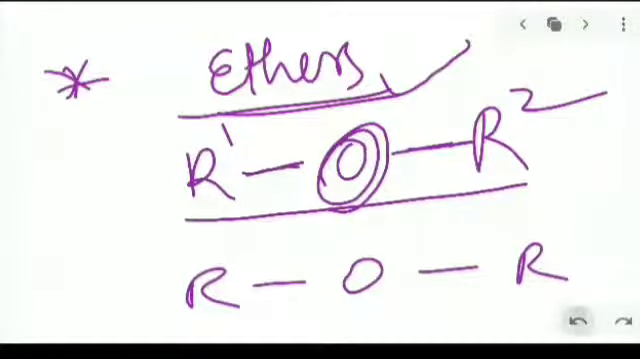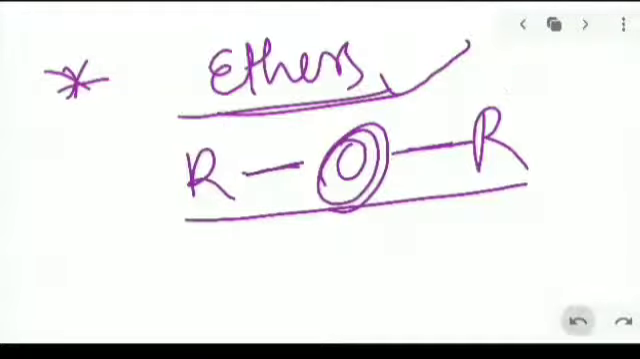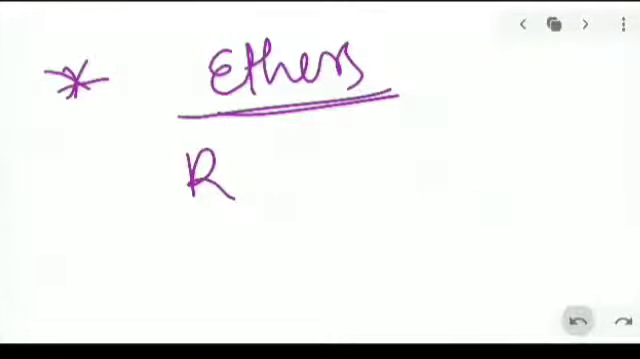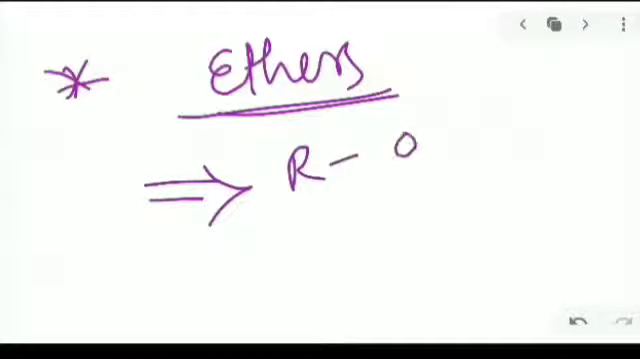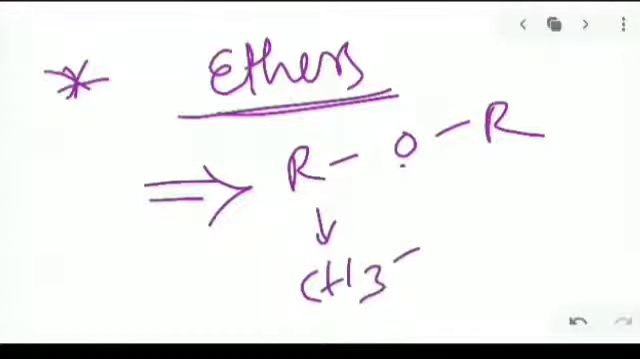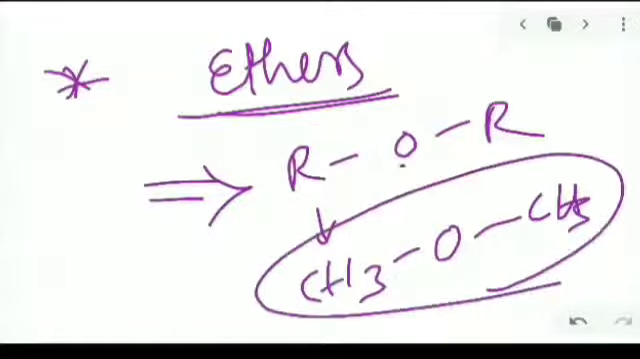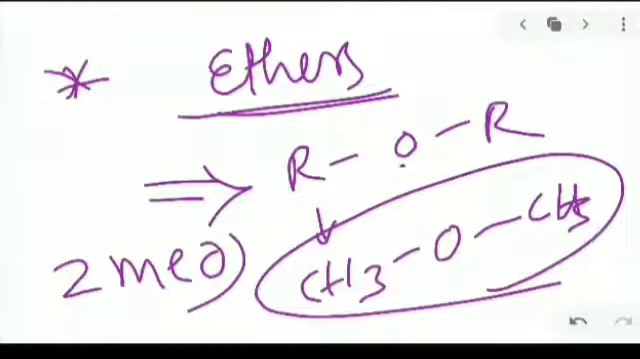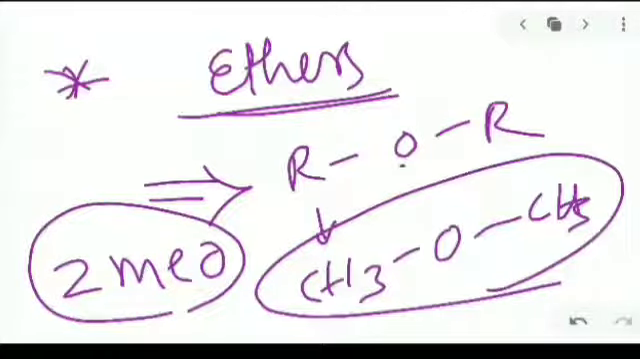Now, how can we write ethers in different forms? Ethers are organic compounds, and here OR is the general formula. Two alkyl groups are attached to the oxygen. Here alkyl means a CH3 group, and with the oxygen this is a methoxy group. Two methyl groups are attached here. In shortcut form, 2 MeO.